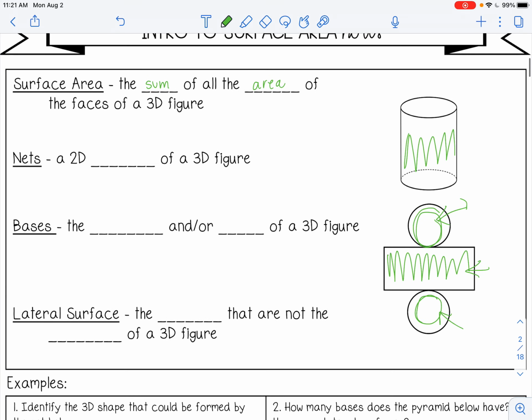And this here is actually called a net. It's a 2D pattern of a 3D figure, and it helps us to see the different shapes that make up a three-dimensional figure.